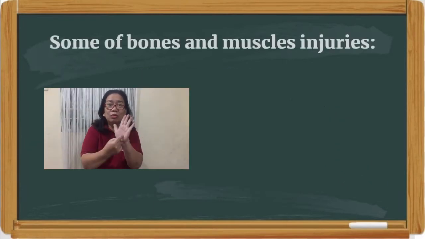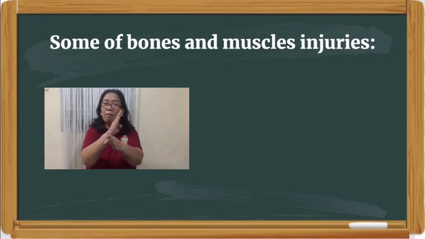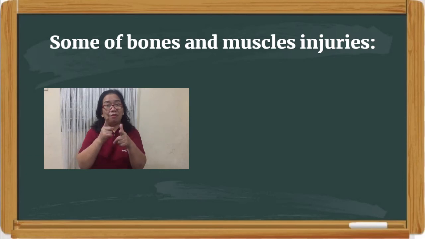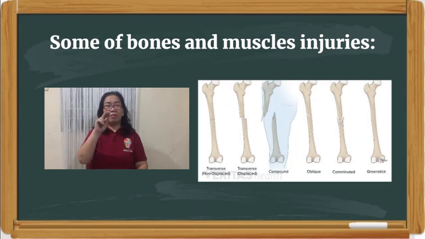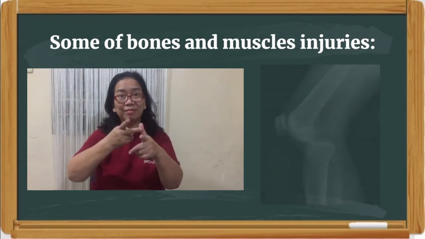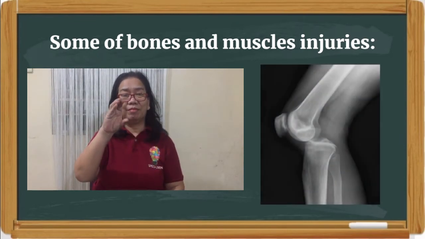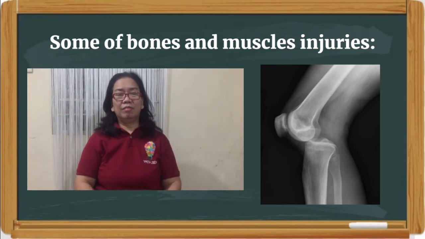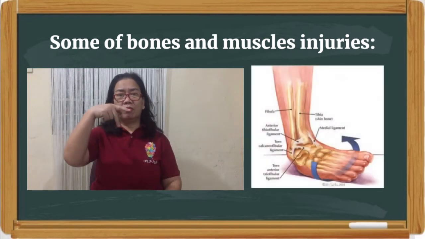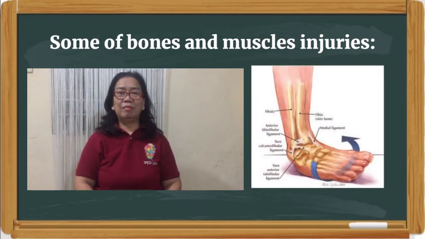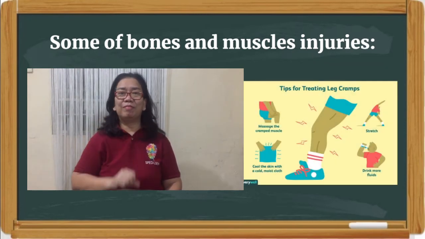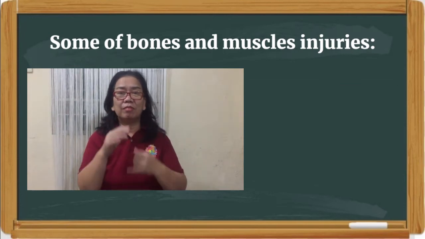Here are some examples of bone and muscle injuries. First, fracture. Second, dislocation. Third, sprain. Fourth, cramps. And lastly, bruises.